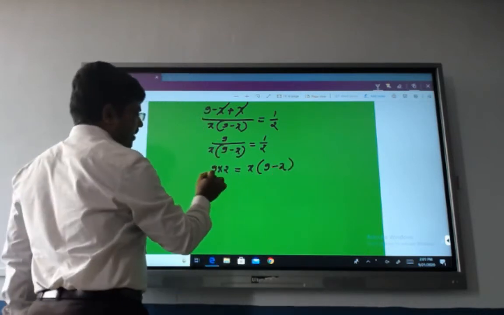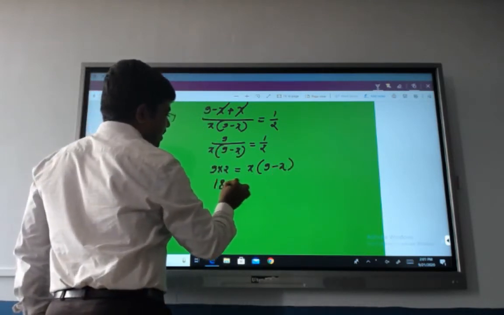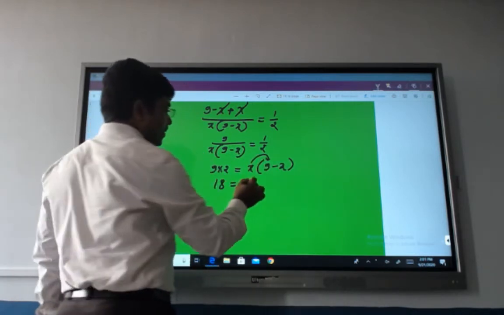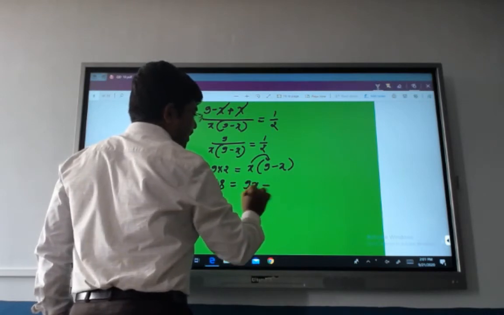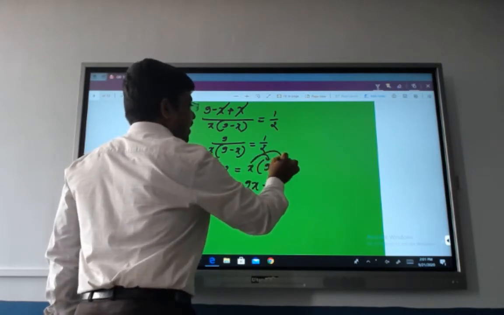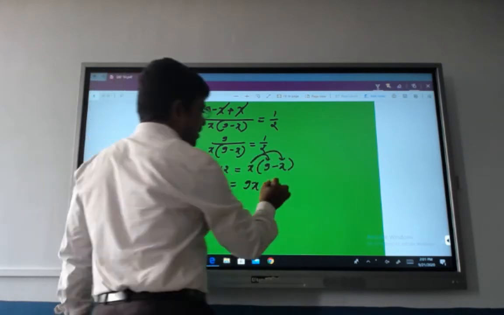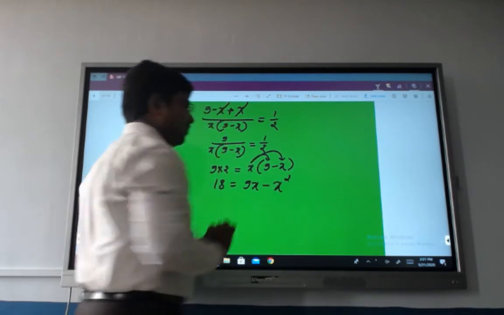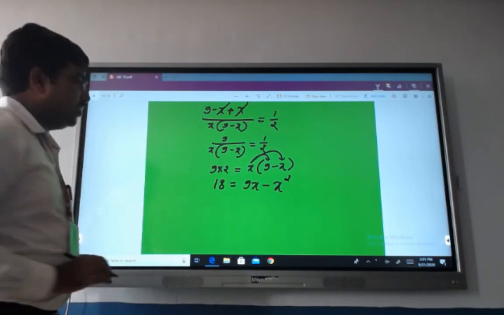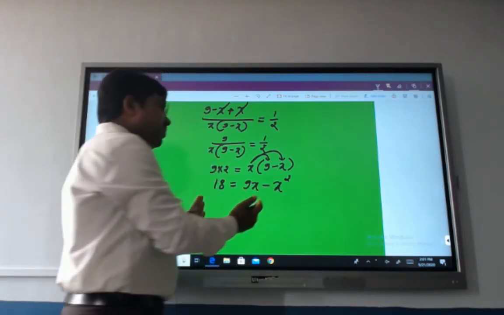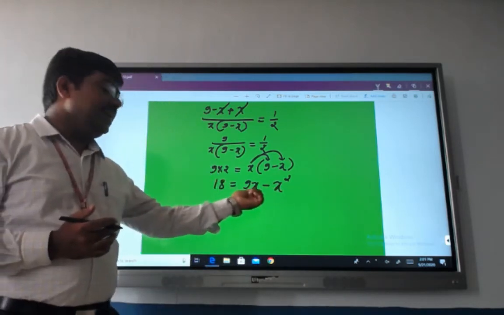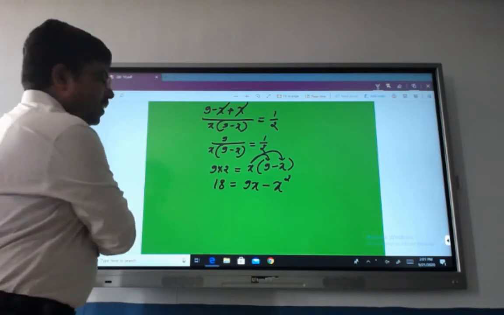Now we multiply this. 9 into 2 gives 18, equal to x into 9, which is 9x, minus, because plus into minus is minus. Then x into x gives x square. So 18 is equal to 9x minus x square. Now we always take the variables to the right side, so we take 9x minus x square to the right side.